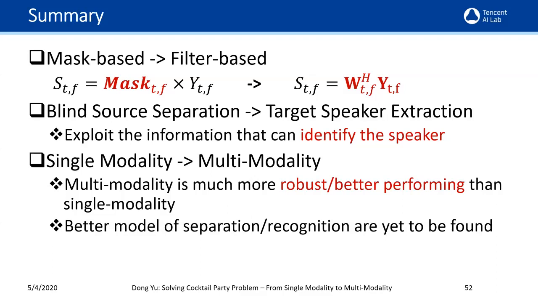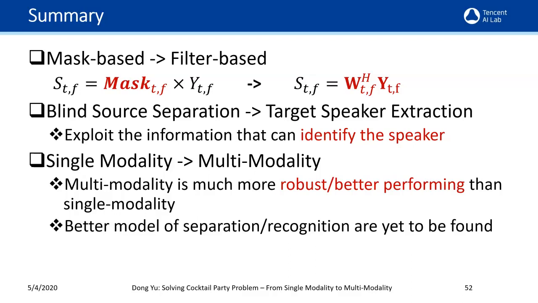While blind source separation is important, we may be more interested in target speaker extraction in some applications. In such setups, the key is to exploit the information that can identify the speaker, which may or may not be the speaker's voice characteristics.